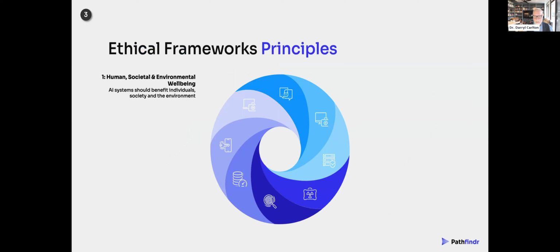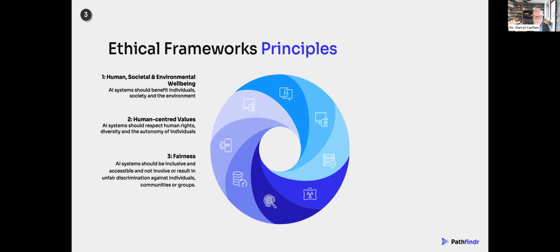The first ethical policy in place is human, societal and environmental well-being. AI systems should benefit individuals, society, and the environment. AI systems should respect human rights, diversity, and the autonomy of individuals. AI systems should be inclusive and accessible and not involve or result in unfair discrimination against individuals, communities, or groups. AI systems should respect and uphold privacy rights and data protection and ensure data security.